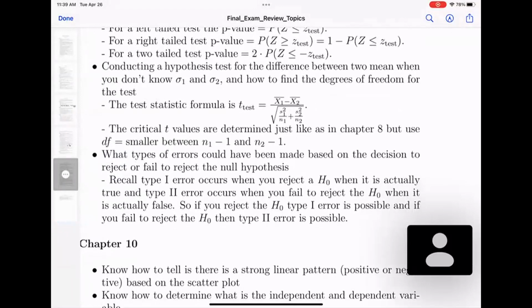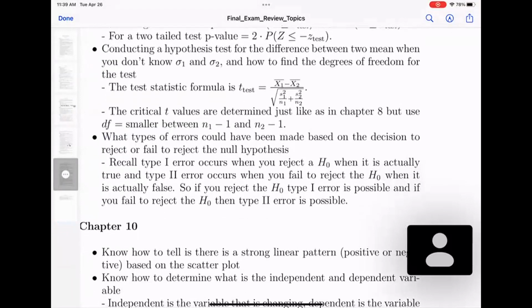Then for a t-test for the difference between the 2 means, this is when you don't know sigma 1 and sigma 2. So you find the test statistic formula using the same idea: the difference between the 2 sample means divided by the corresponding standard error. But in this case, you don't know sigma 1 and sigma 2, so you estimate them with S1 and S2.